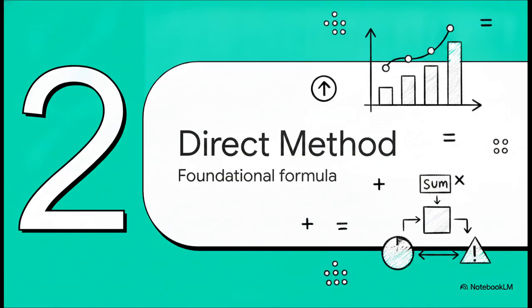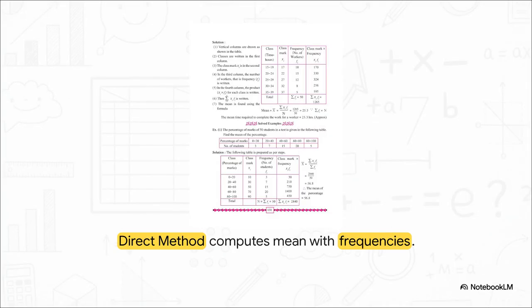Moving to Section 2, Solving with Direct Method, the foundational formula. Let's observe our baseline tool for finding this average, commonly known to us as the direct method. This is absolutely the most straightforward mathematical approach we have. This brilliantly illustrates the direct method in action. Take a look at this table showing the percentage of marks for 50 students.